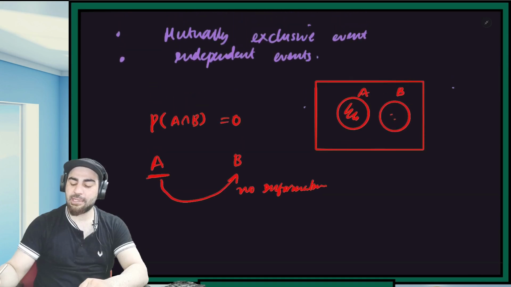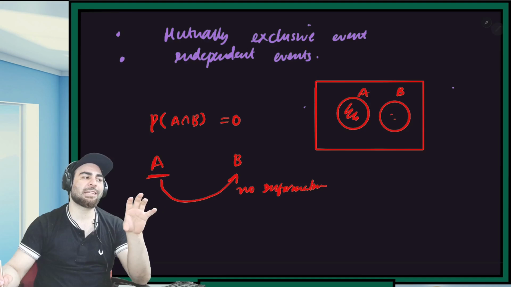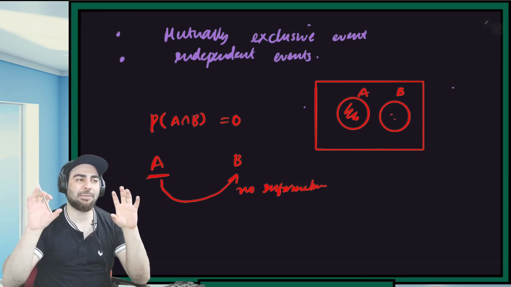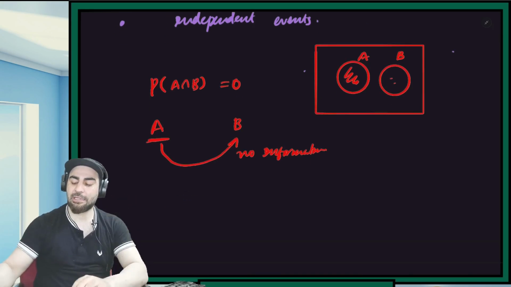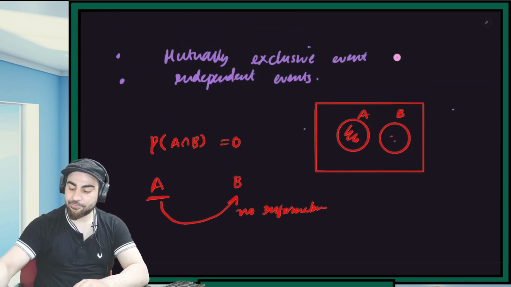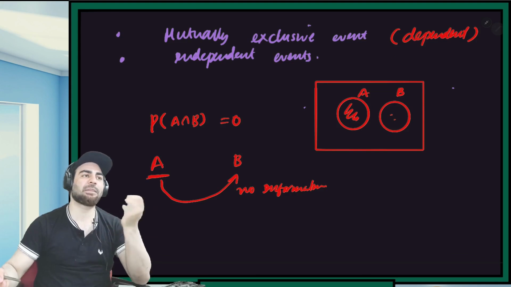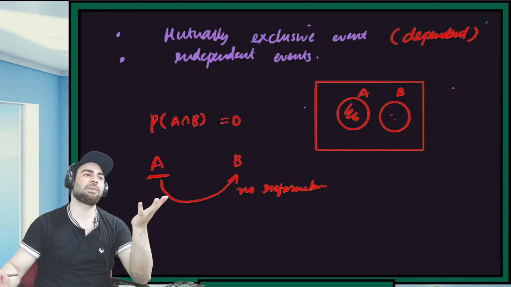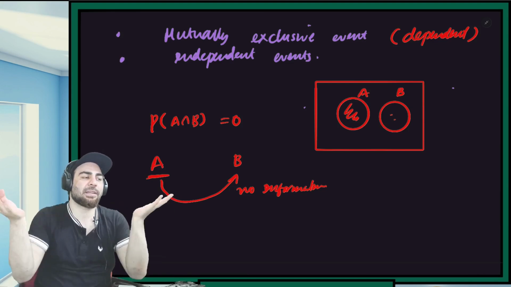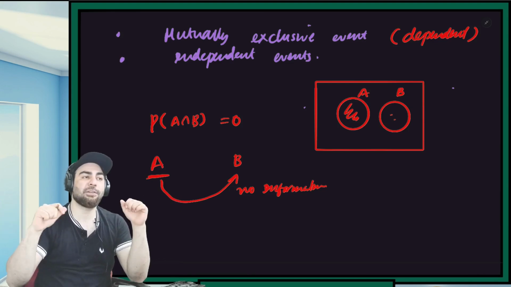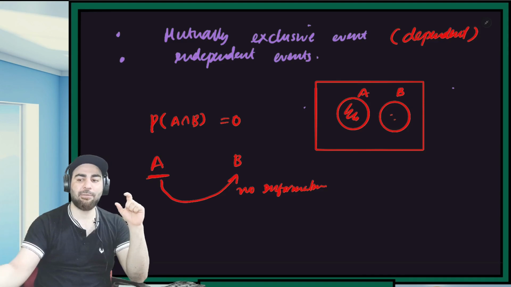So if there are events which are mutually exclusive, the probability of the intersection is nothing. That means they cannot happen simultaneously, so they are very much dependent. Why are they dependent? Because if A happened, I am sure that B will not happen. So the happening of A gives me additional information about B, that it will not happen in any case. Why? Because they are mutually exclusive. So we should not confuse independent events and mutually exclusive events.